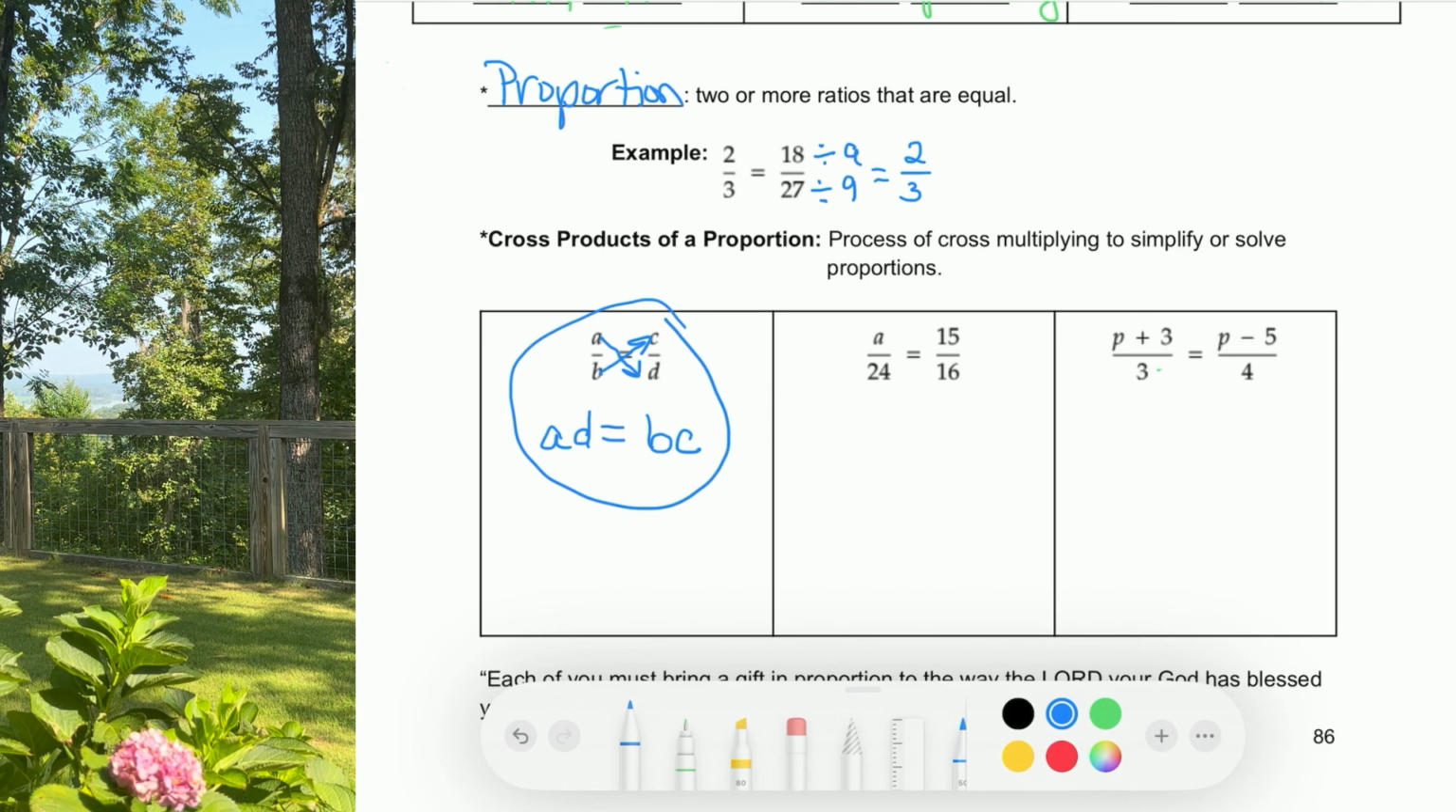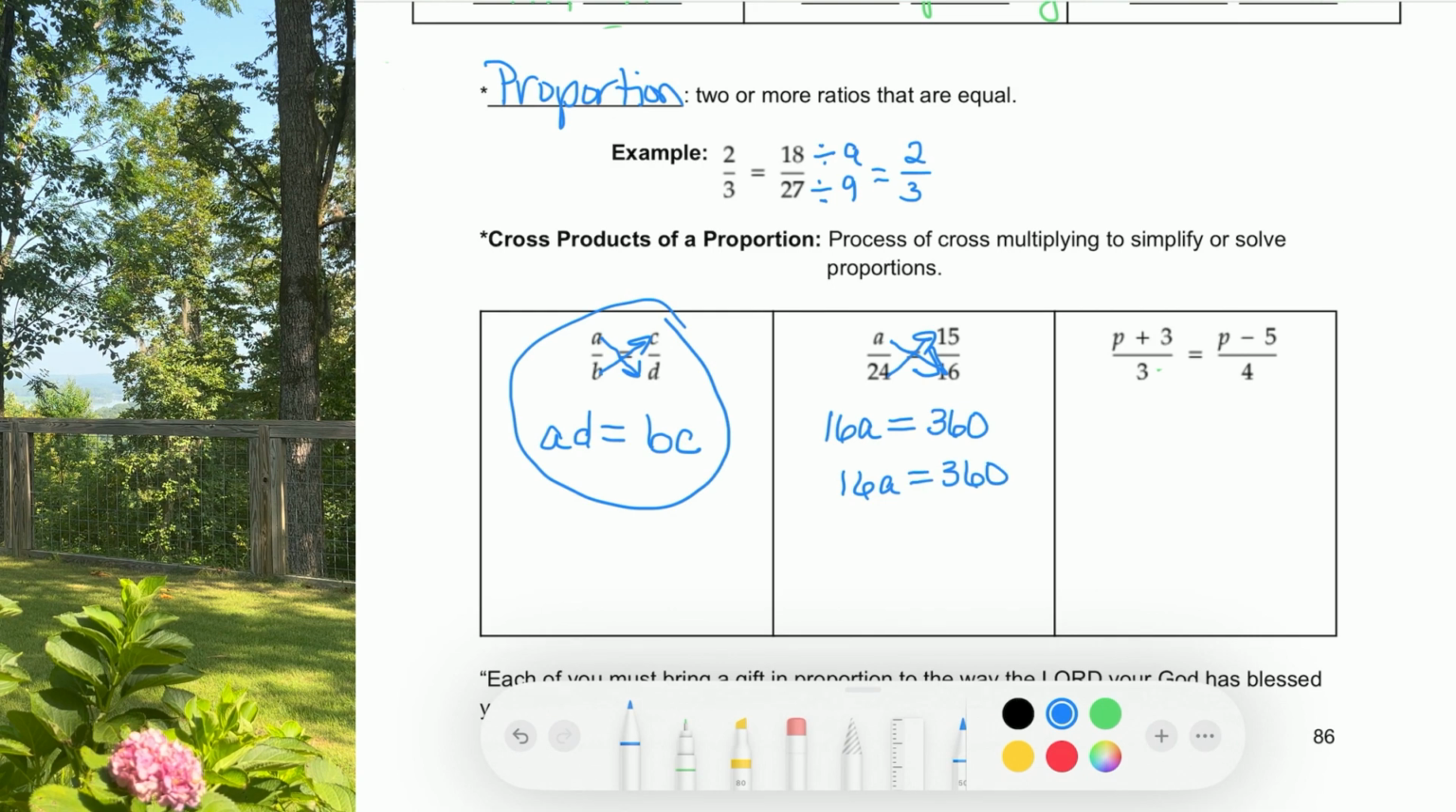Now let's look at the next example. We have A over 24 equals 15 over 16. Where A is at, that's the value that we're missing. That's the value we're trying to find. So again, I'm going to draw my arrows. I get A times 16. So that's 16A. I have my equal sign. I'm going to form the other side of it now. 24 times 15 gives me 360.